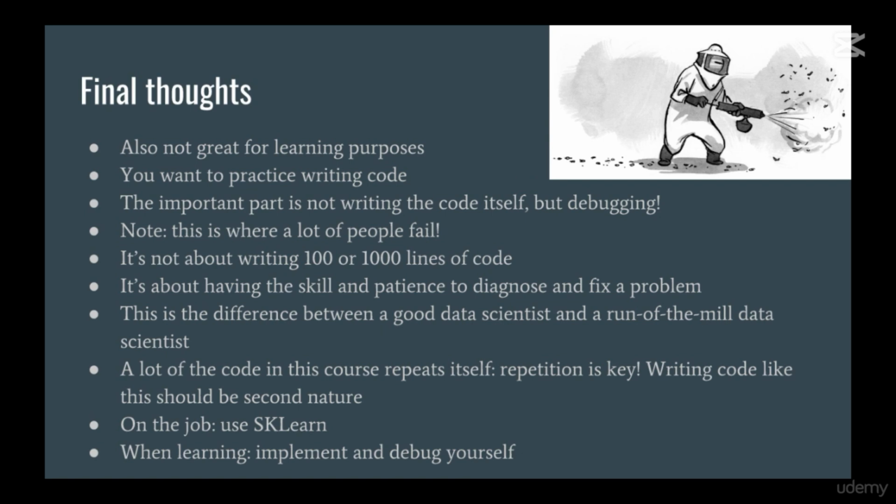This is what differentiates a good data scientist from a run-of-the-mill data scientist. Repetition is key. You'll see that a lot of the code in this course repeats itself. By repeating a pattern, it becomes second nature. This is a skill you want to have. So for on-the-job stuff, go ahead and use scikit-learn. But when it comes to your own learning, you want to implement things and most importantly, debug the problems on your own.